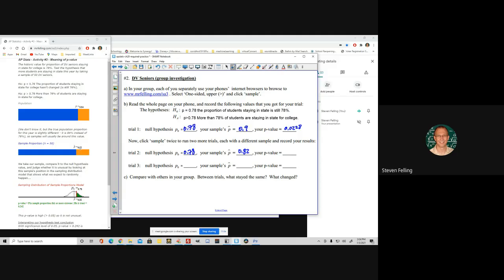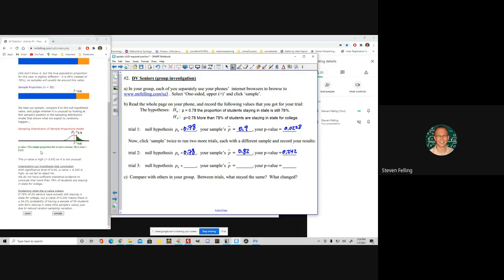And because this is now not as far out, there's a larger area of shading here, right? So the p-value is larger in this case. It was 0.242. Now, yours would be different, of course. You should write down your values here. Now, in my case here, that means that now I'm at 24% chance of happening. So this is no longer below 0.05, right? My p-value in my first run was below 0.05, 0.02. So that was a statistically significant difference. But my p-value this time is 24%.